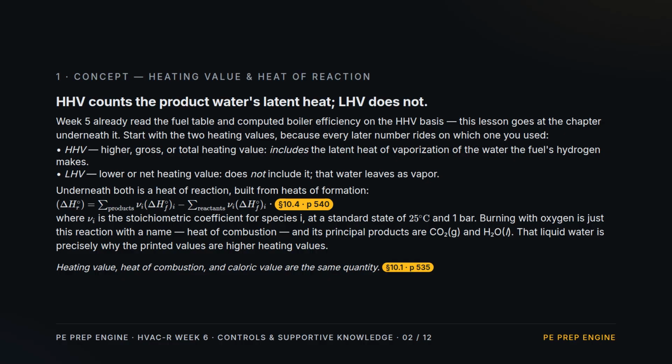Underneath both is a heat of reaction, the sum over products of the stoichiometric coefficient times the heat of formation, minus the same sum over reactants, at a standard state of 25 Celsius and 1 bar. Burning with oxygen is just that reaction with a name, heat of combustion, and its principal products are CO2 gas and liquid water. That liquid is exactly why the printed values are the higher ones.